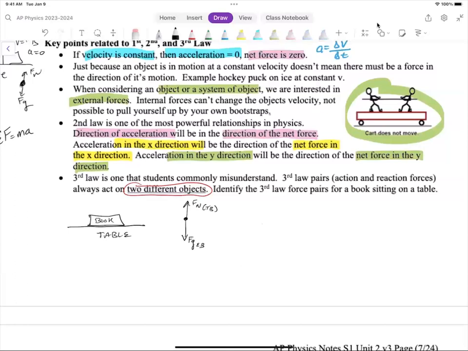So how about we draw a free body diagram for the table? This is the book. This is the table. The table has to be on the floor. So I have force normal. This is the floor on the table. I have force of gravity on the table, which is the Earth on the table, right? That's pretty small. I hope you can see that. That is the Earth on the table.